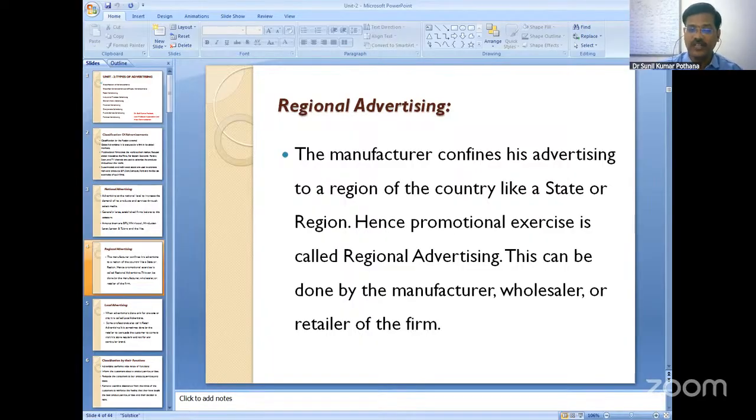The manufacturer confines its advertising to a region of the country, like a state or a region. Hence, the promotional exercise is called regional advertising. This can be done by the manufacturer, wholesaler, or retailer of the company.